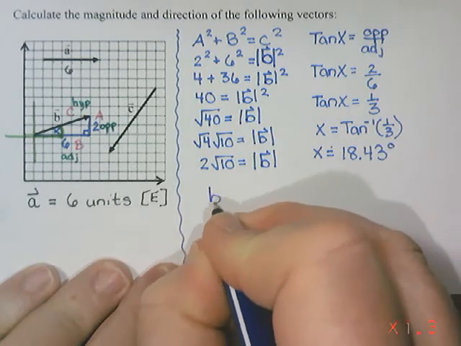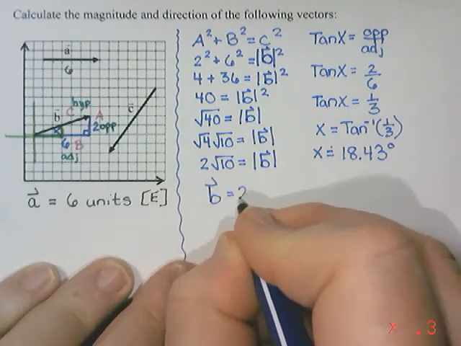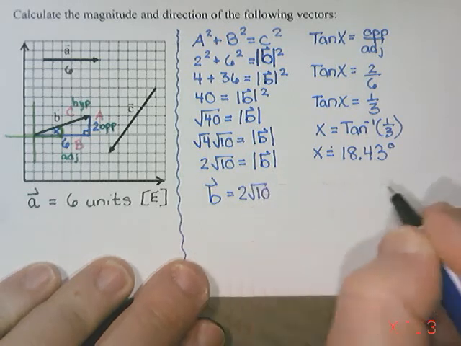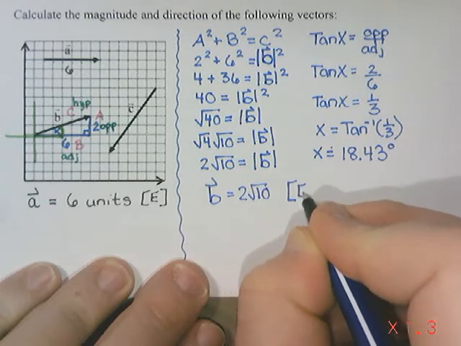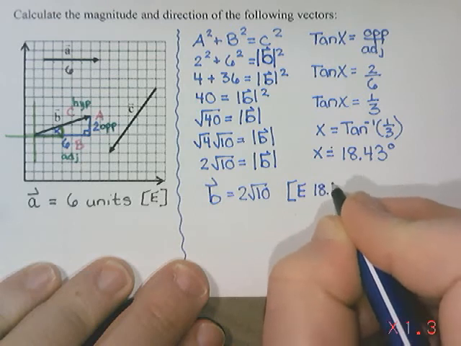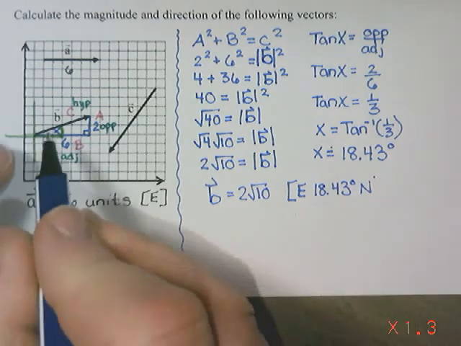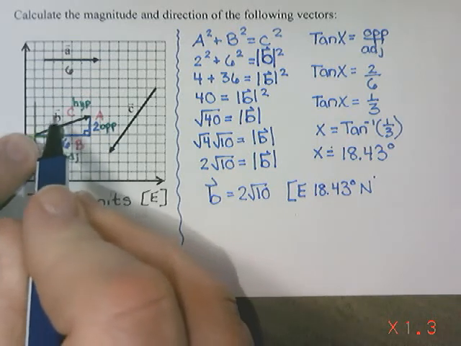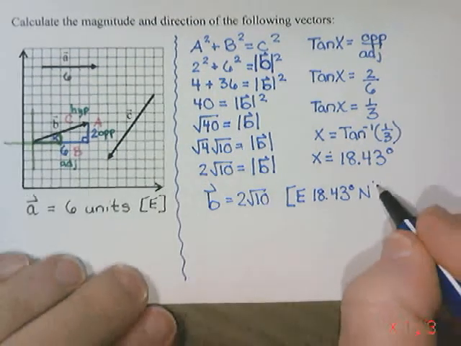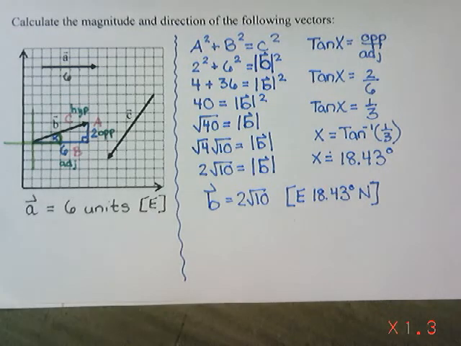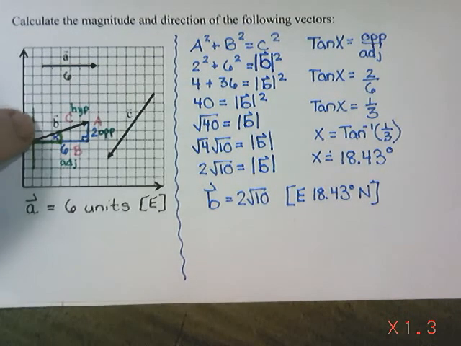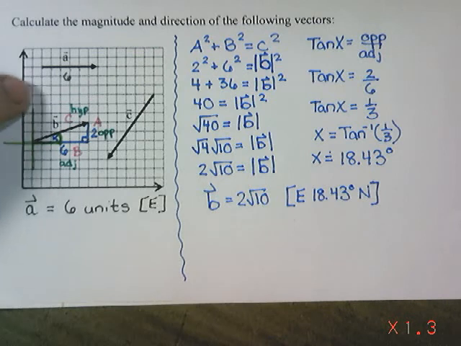So I could say that vector B is 2 root 10. And then east, 18.43 degrees north, because we started with the angle going east and then we're pushing it up towards the north. Or you could take this angle and subtract from 90 degrees so that you could do north and then whatever that resulting angle is, and then to the east from there. So I'm going to just figure out what that is.